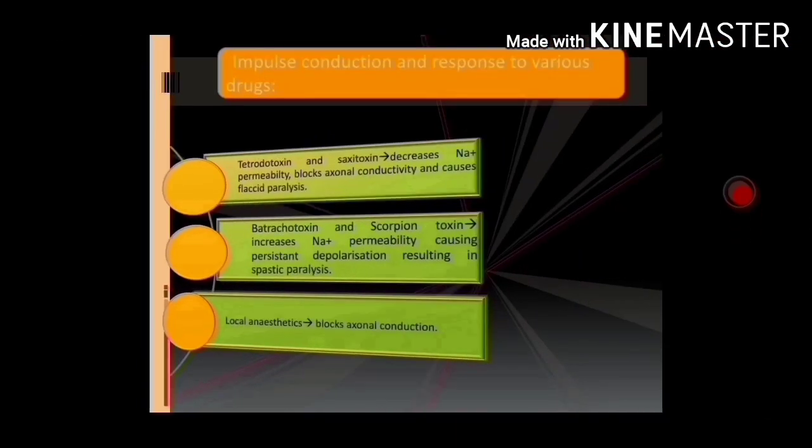Now we'll see how some drugs affect impulse conduction. Drugs such as tetrodotoxin and saxitoxin decrease sodium permeability, block axonal conductivity and cause flaccid paralysis. Drugs such as batrachotoxin and scorpion toxin increase sodium permeability, causing persistent depolarization resulting in spastic paralysis. Local anesthetic agents tend to block axonal conduction.